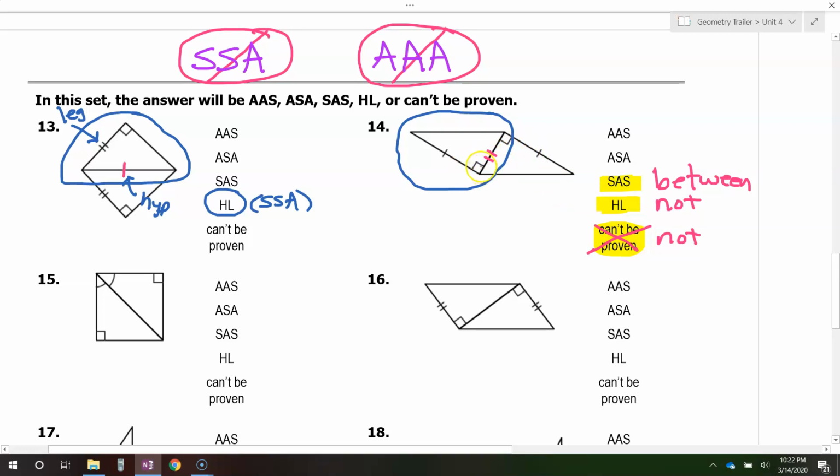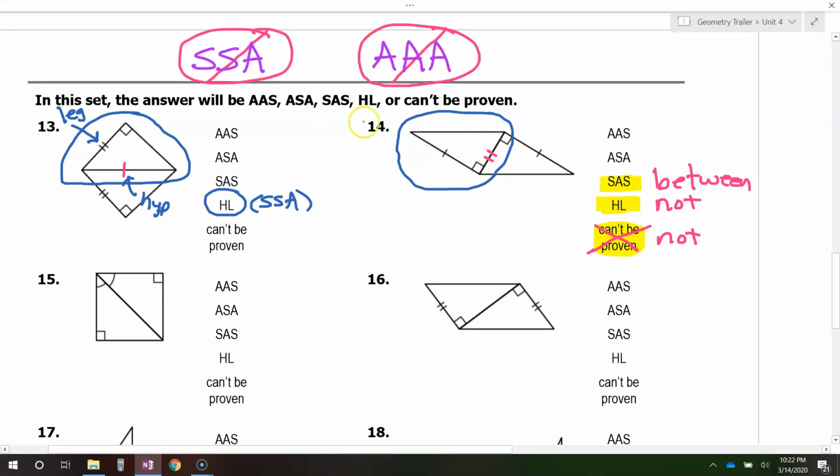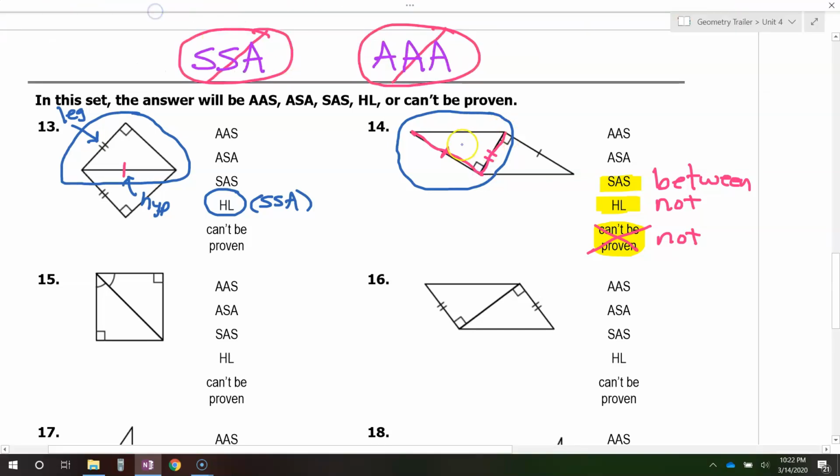Okay, so it's down to the final choice. Is the angle between or not between? The best thing to do is to highlight the two sides that you have. So here's one side that is marked. Okay, let me just remark it. Here's the other side that is marked. Okay, look at where they meet. They meet right here at the angle. So the angle is between, so that means we are side, angle, side.